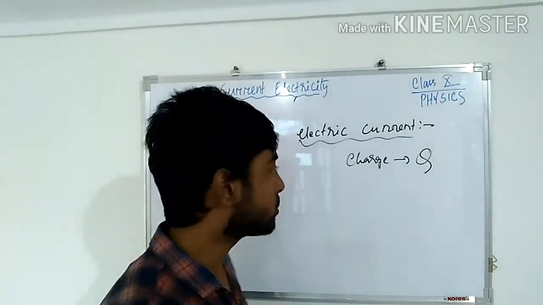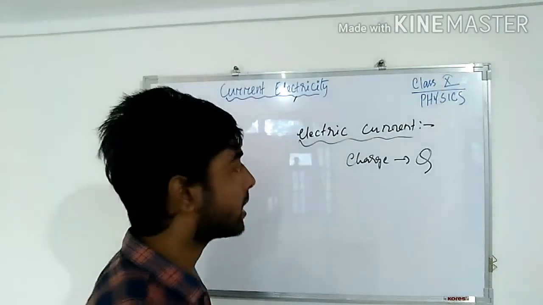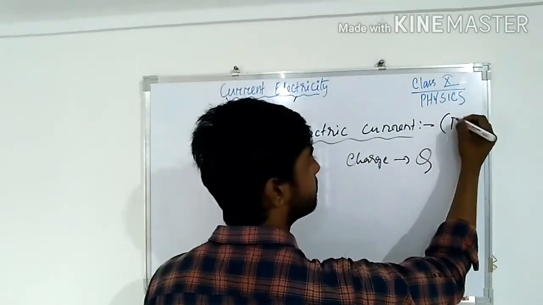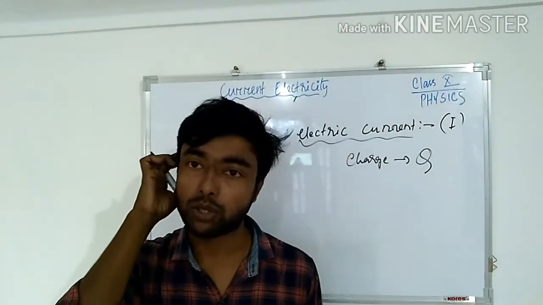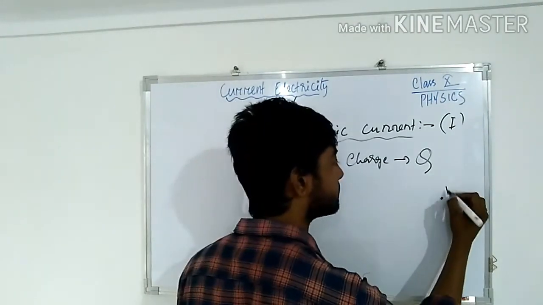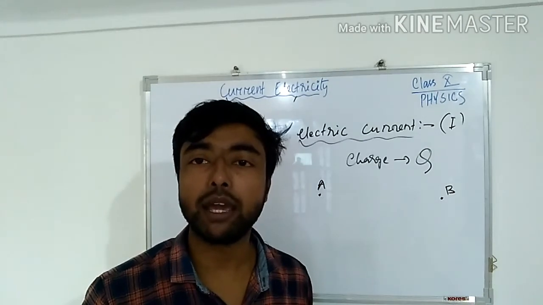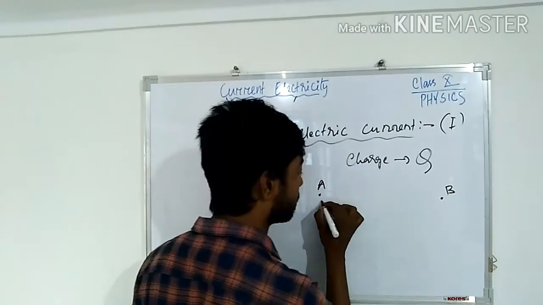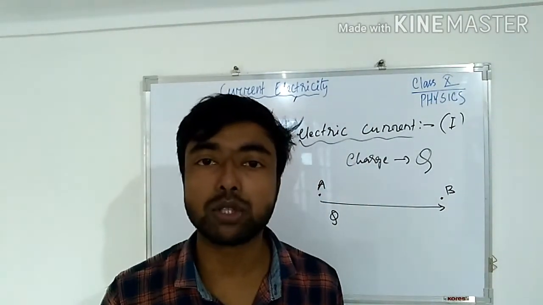Understood? Now what is current? We denote electric current by I, small letter i or capital letter I, whatever. Now what is electric current? You need to understand. Suppose you have two points A and B, and you wish to see the current between A and B. Suppose a charge Q is flowing from A to B, and for it to flow, some time will be taken.